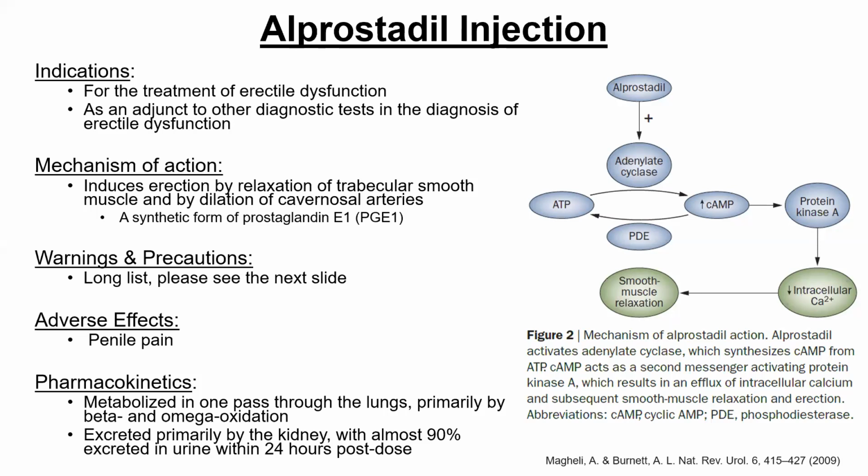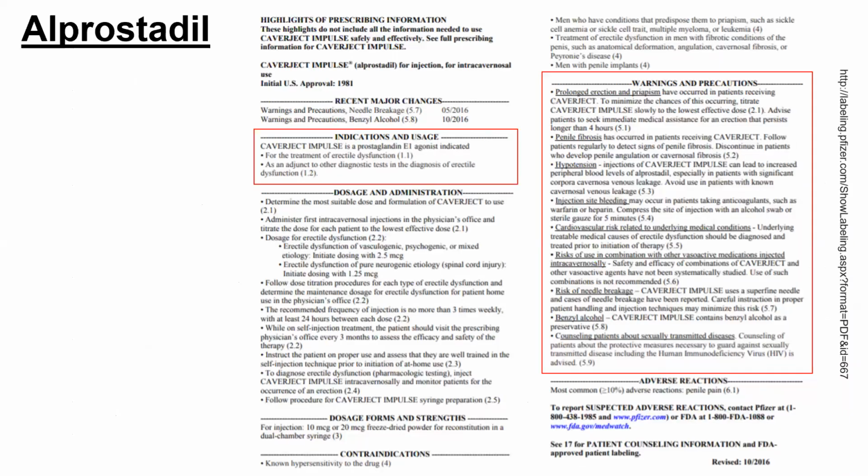Warning and precaution, we'll cover that in the next slide. There's a long list. Adverse effect, this is localized pain because it's an injection. And how does it metabolize? It's mostly metabolized through the lungs and eliminated from your body through the kidneys. So those are the important aspects of this drug. And as always, this information comes to you from FDA. And the red box here I have circled, that's where all the warning and precautions are listed. And those are the major concern with the drug.